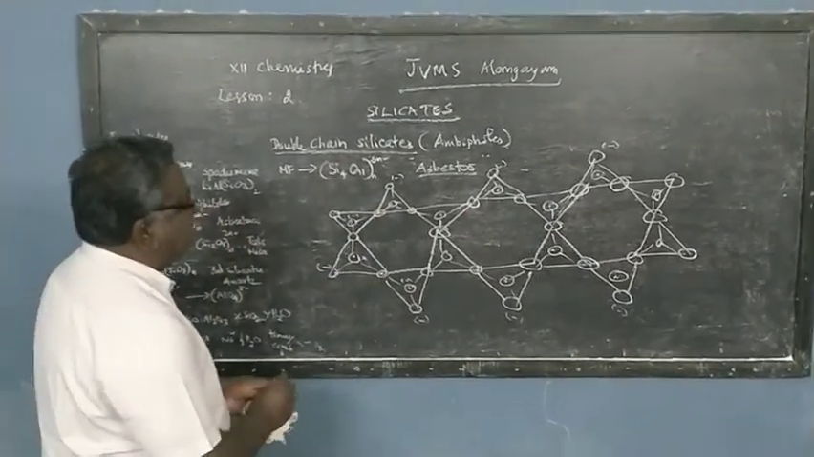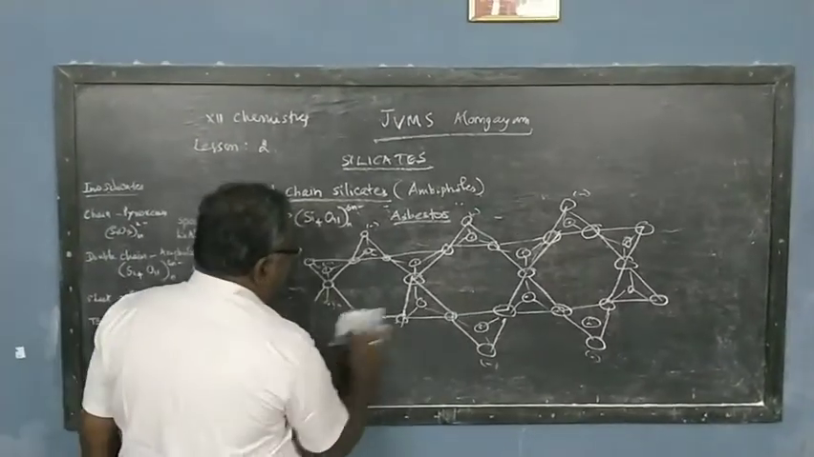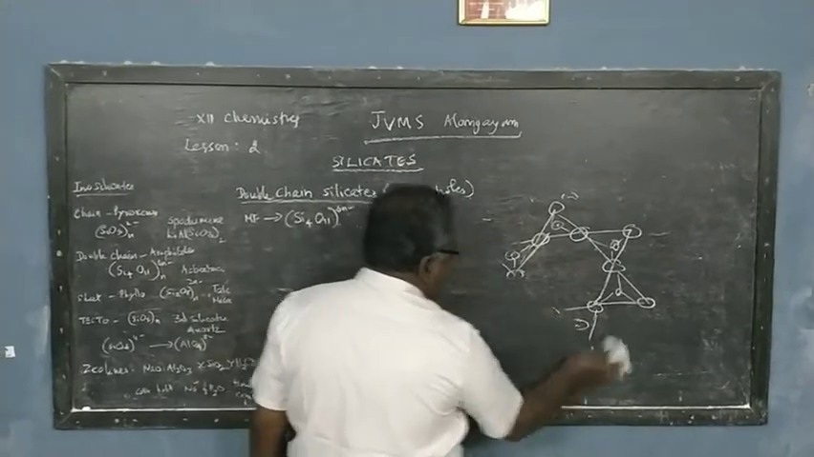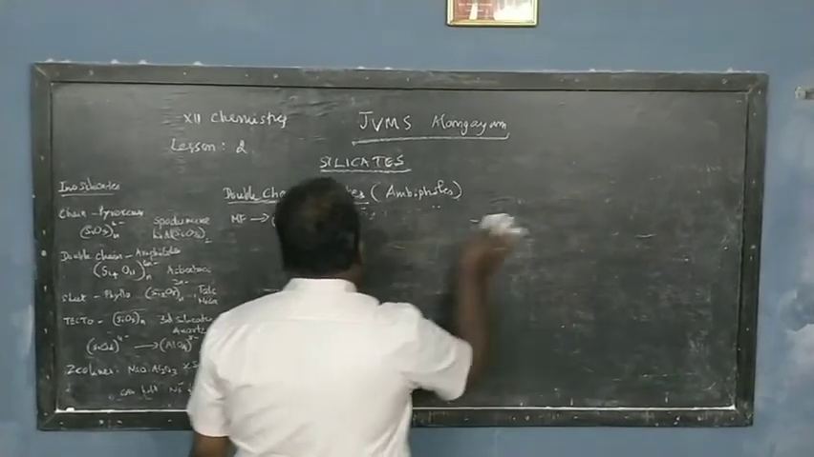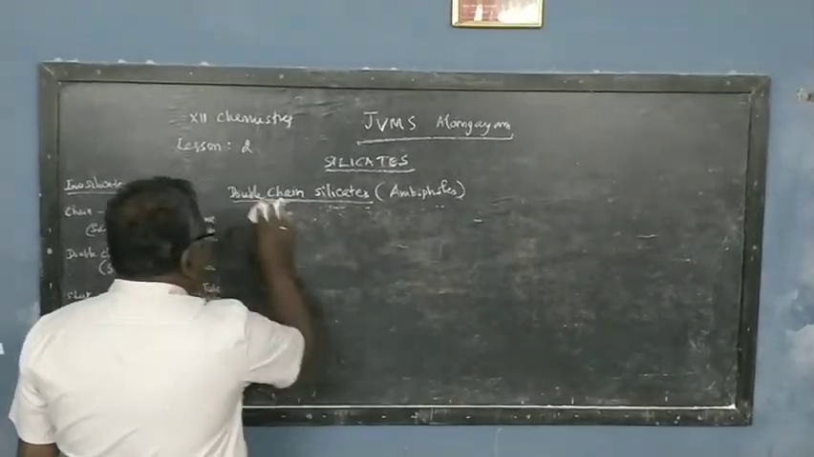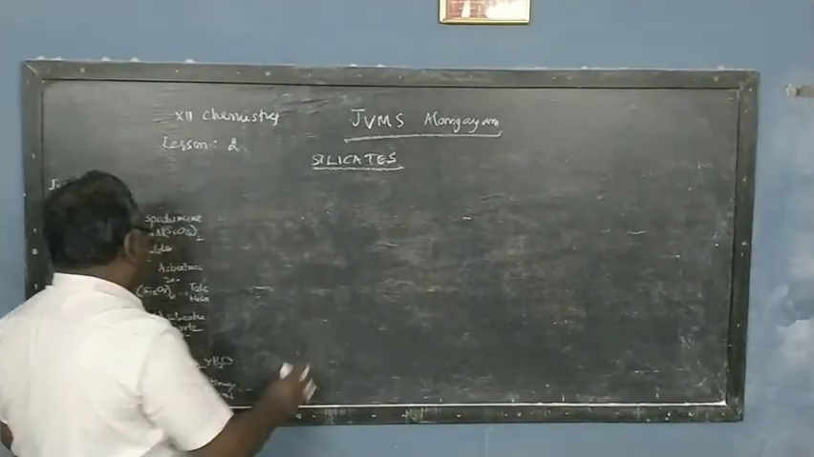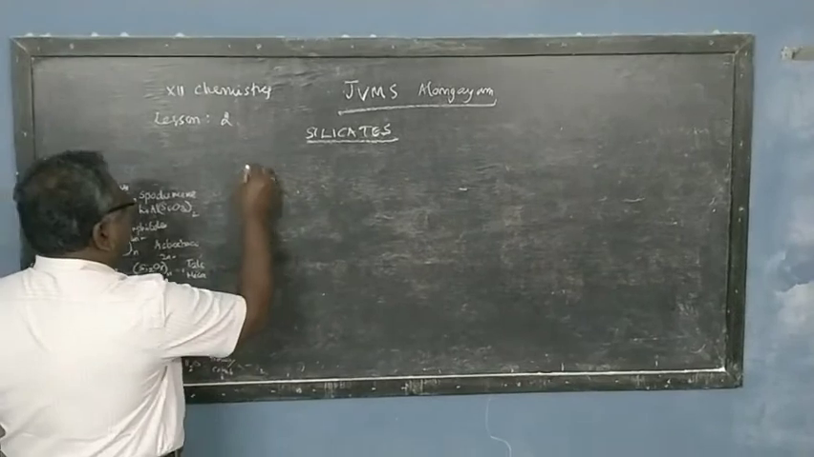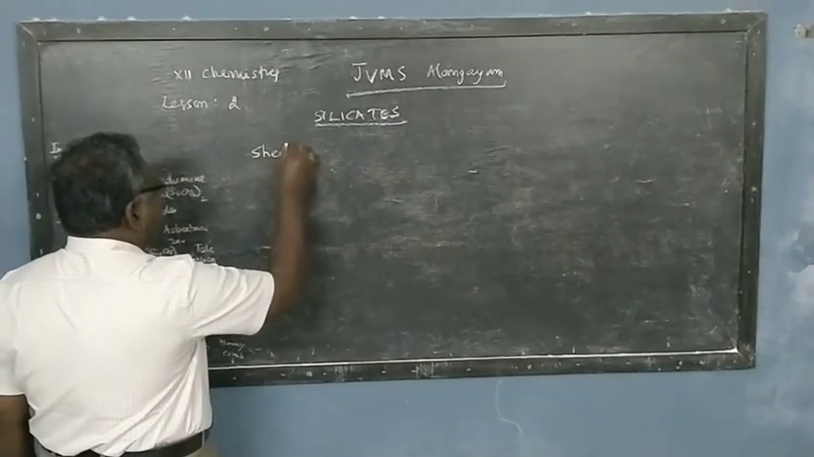So asbestos is a carcinogenic silicate. Carcinogenic means it's poisonous. That's why nowadays they don't encourage that schools and hospitals be constructed with asbestos sheets, right? And the next type of silicate is called sheet silicate.